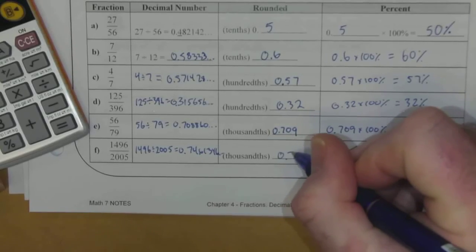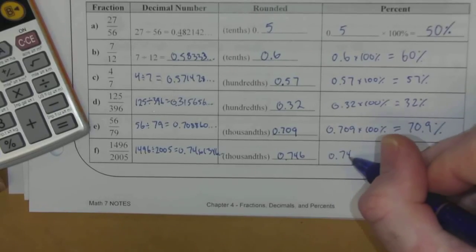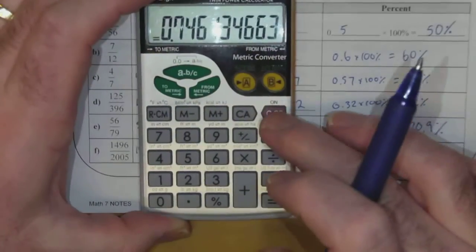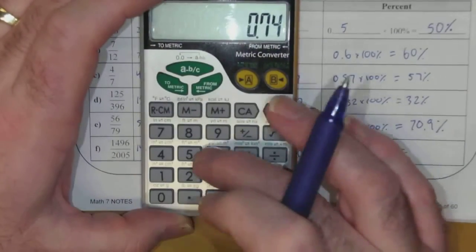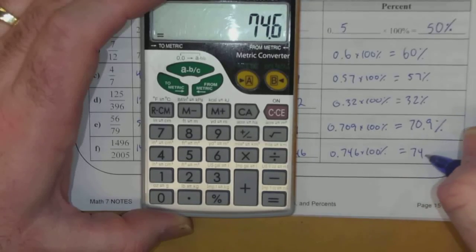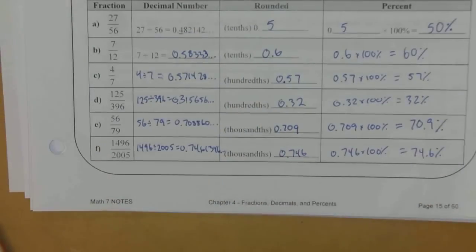So 0.746 is our answer rounded to the nearest thousandths. So again, take that number, multiply it by 100. 0.746 times 100, and you'll end up with 74.6%. And that is the answer to your worksheet.